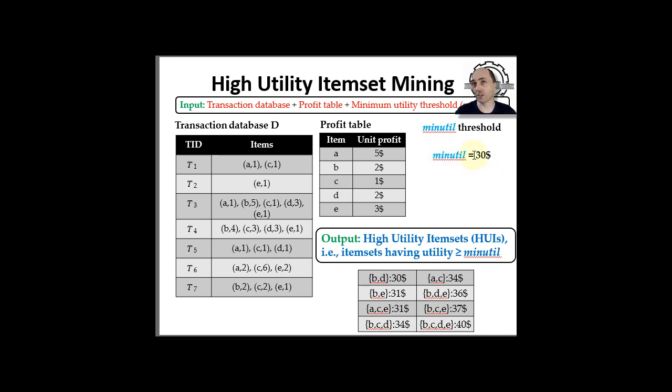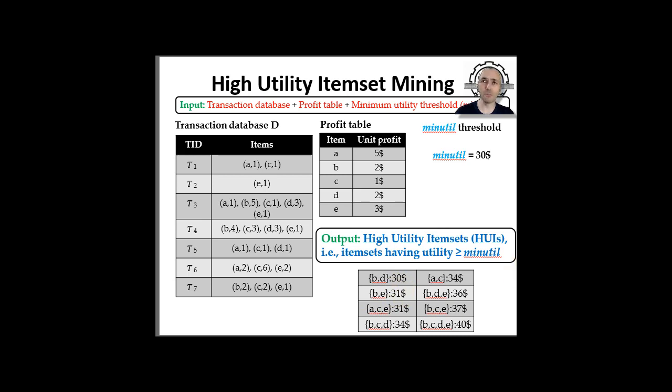So here, for example, we have a parameter we call the minimum utility. The minimum amount of money is $30. And the goal of high utility item set mining is to find all these sets of items that make at least that minimum amount, at least $30. We call this a high utility item set. So this is the solution. We find BD make $30, BE make $31, and so on.